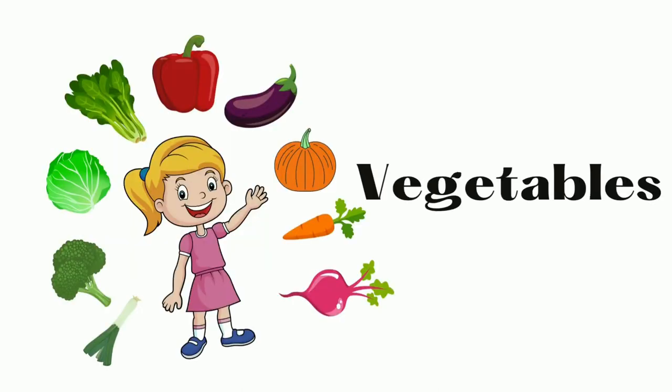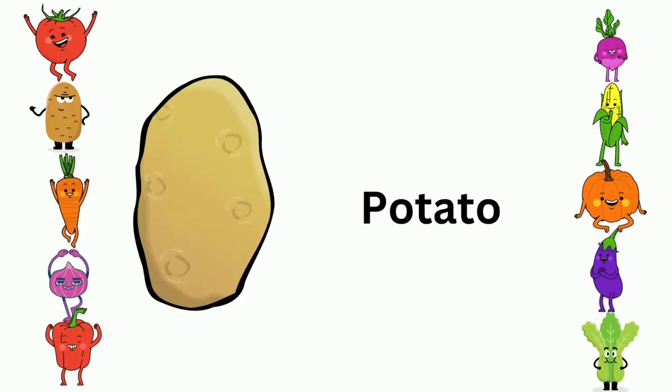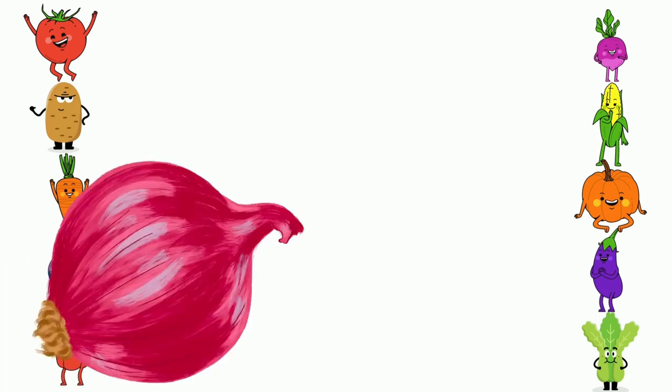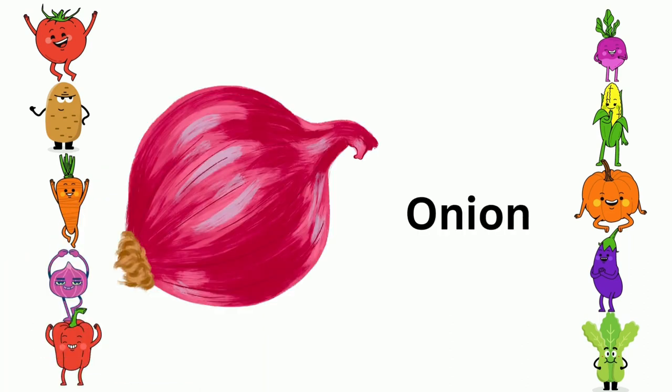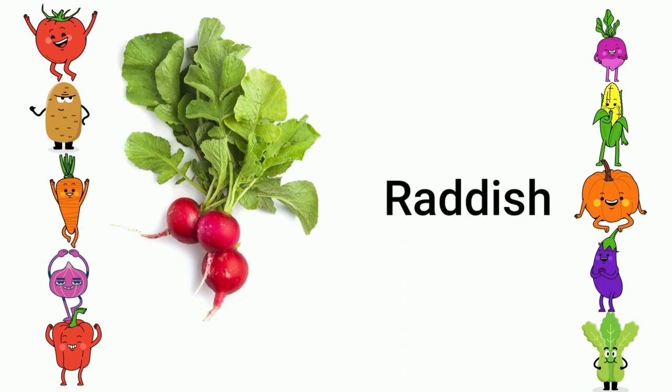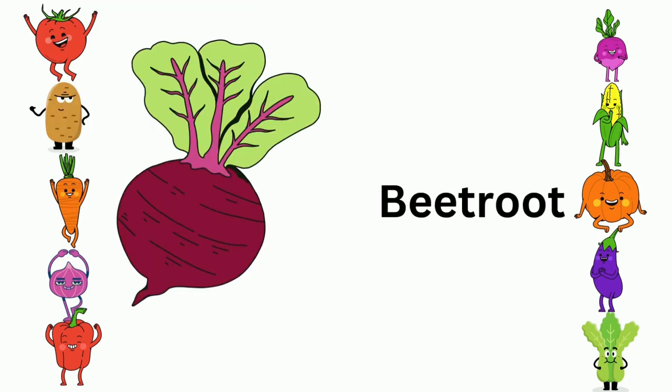Let's learn vegetables. Say with me, potato. Tomato. What is this? Onion. Say with me, onion. Pumpkin. Say, pumpkin. Radish. Beetroot. Say, beetroot.